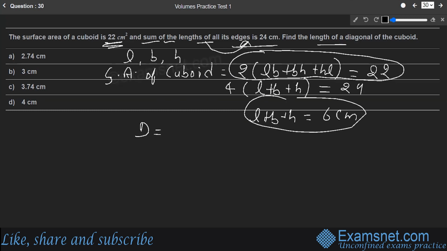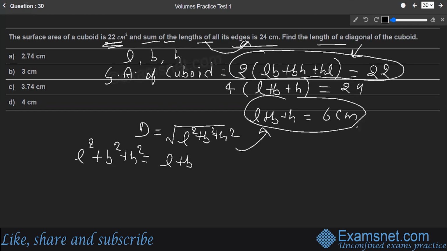Now what he wants us to calculate is the length of the diagonal of a cuboid. Length of the diagonal of a cuboid is always given by the square root of L square plus B square plus H square. So we need to find out L square plus B square plus H square in terms of these two things. Let us find a formula so that we can directly do it. L square plus B square plus H square is given by (L plus B plus H) whole square minus twice of (LB plus BH plus HL). If we use this formula, we can obviously equate.